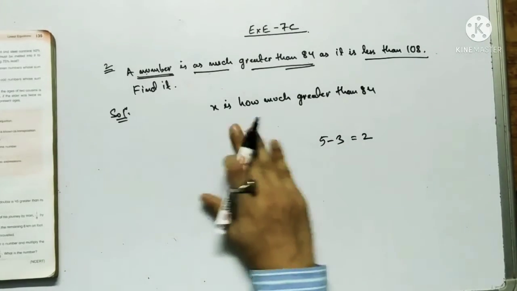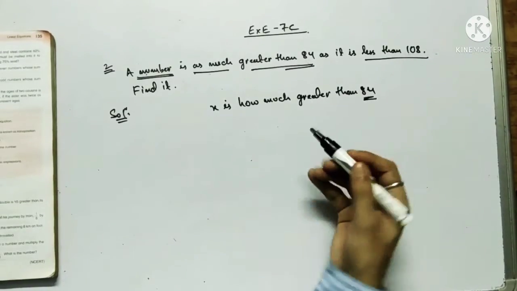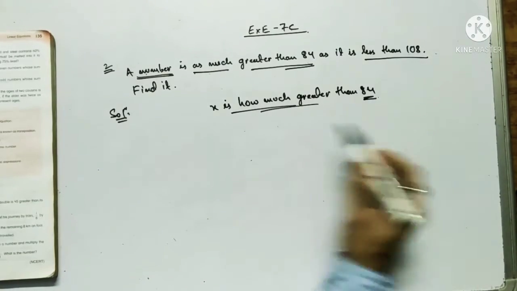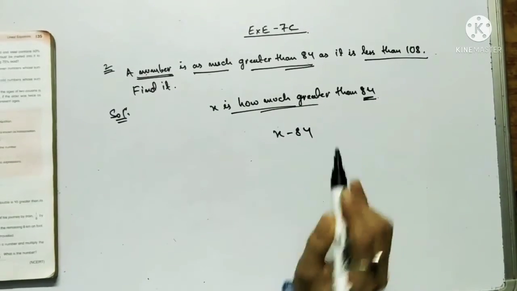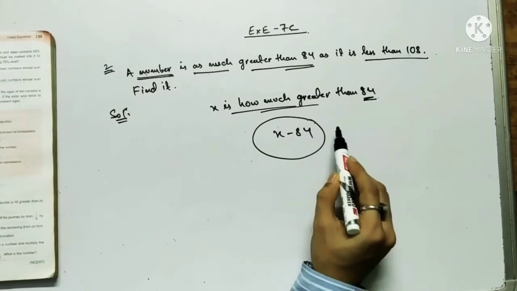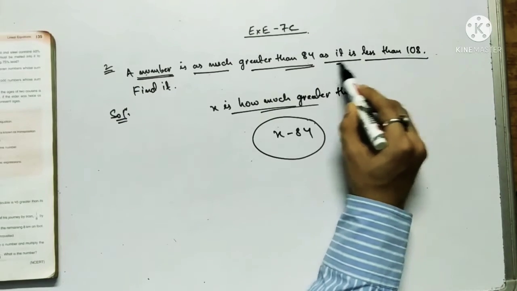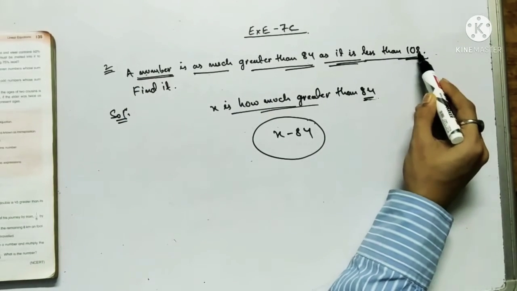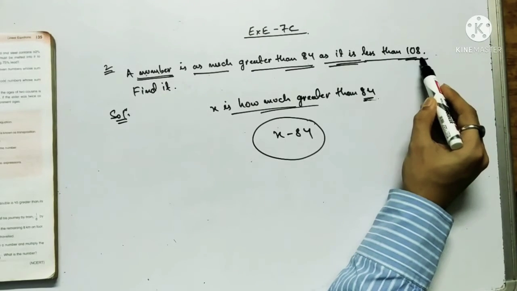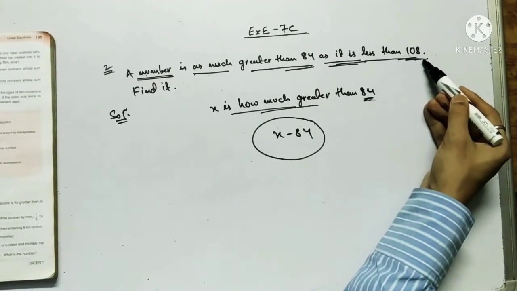Understand? In here that one only asking that x is greater than 84. How much? To find it, what will you do? X is how much greater than 84. What will you do? X minus 84 you will do. Yes, and this value x minus 84, whatever you will get, this value is equal to, as it is less than 108. As it is less than 108.